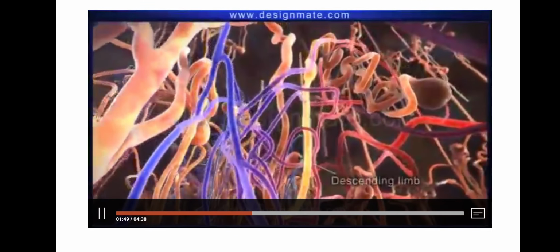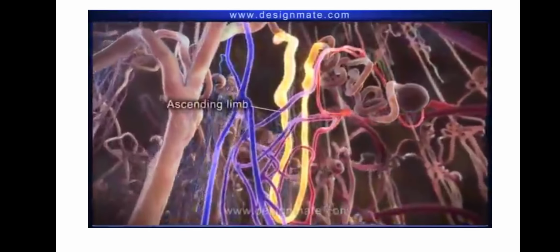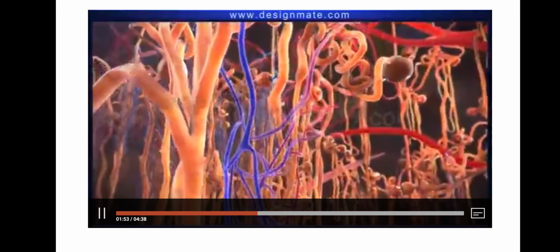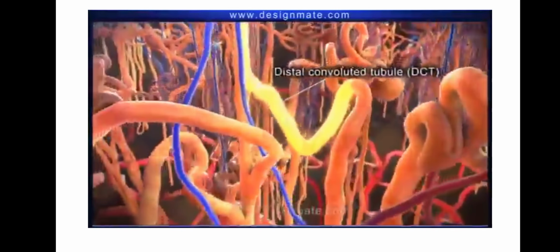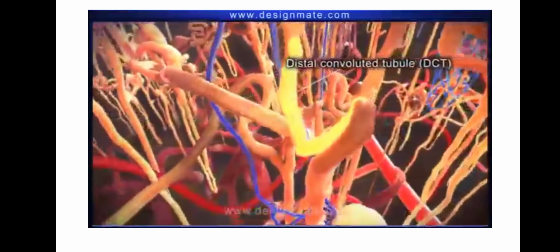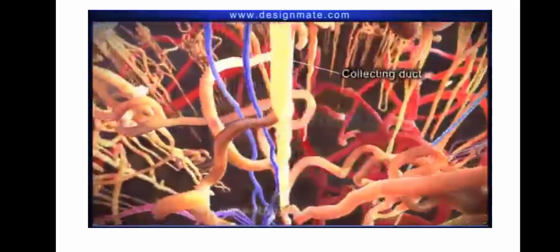U-shaped, it has a descending limb and an ascending limb. This one descending, ascending, no need. Just look at this: it further leads into the distal convoluted tubule, which is again seen in the cortex region, and it finally joins the collecting duct.